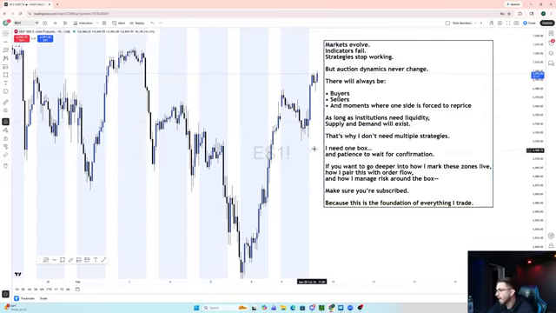Now, the reason why I will trade this strategy forever: the markets evolve, indicators fail, strategies stop working, and I've been trading for 8 years and I've had strategies that just do not work anymore. But auction dynamics will never change. There will always be buyers, there will always be sellers, and moments where one side is forced to reprice. As long as institutions need liquidity, supply and demand will exist. That's why I don't need multiple strategies. I need one box and patience to wait for confirmation.